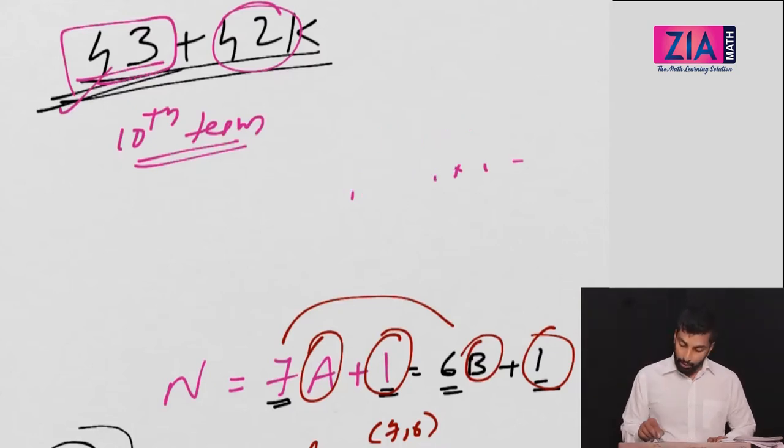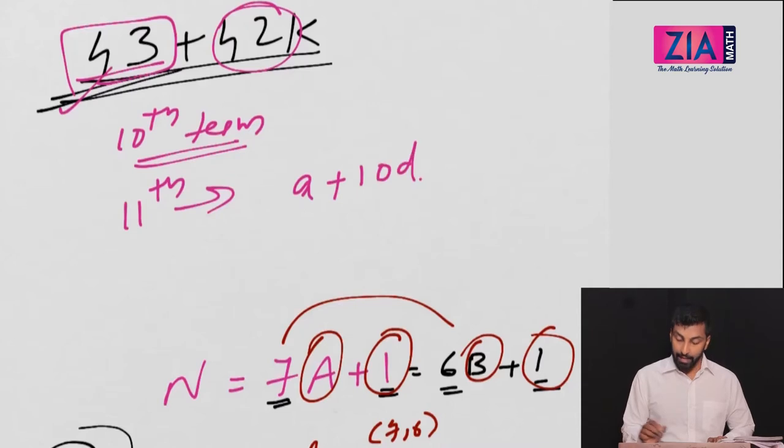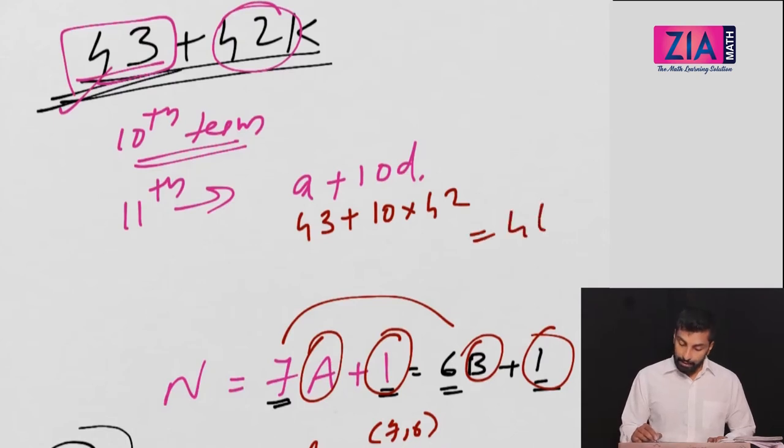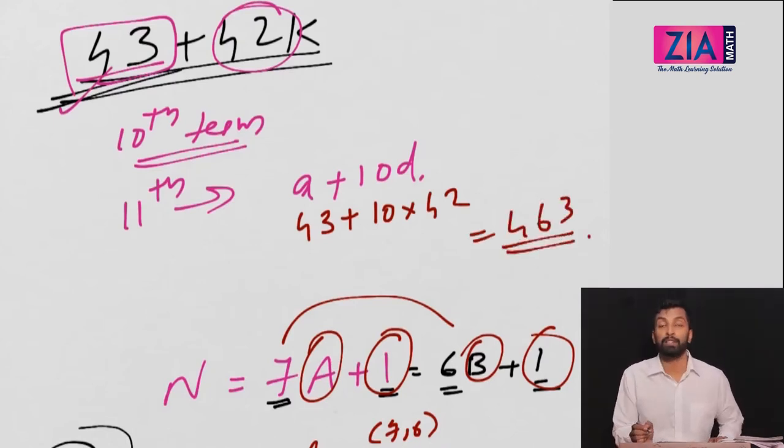Similarly, I can also ask you what is the 20th term, what is the 100th term, or what is the 11th term. What is the 11th term? A plus 10D. What is A? A is 43. What is D? D is 42. What is the answer? 463. So the 11th term is 463.